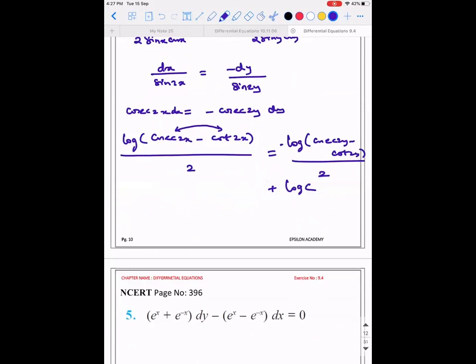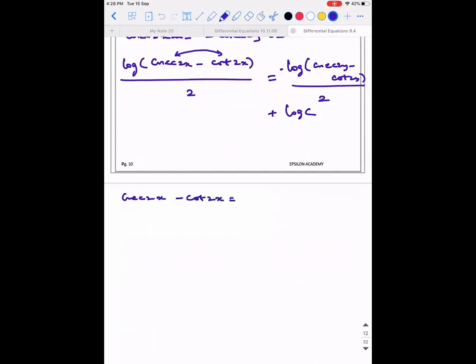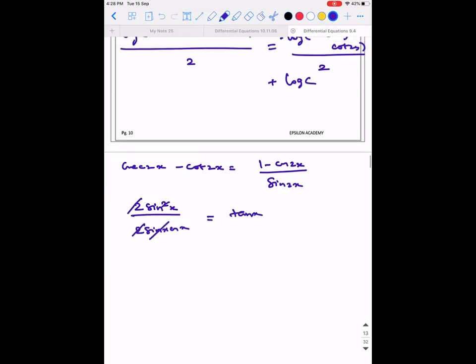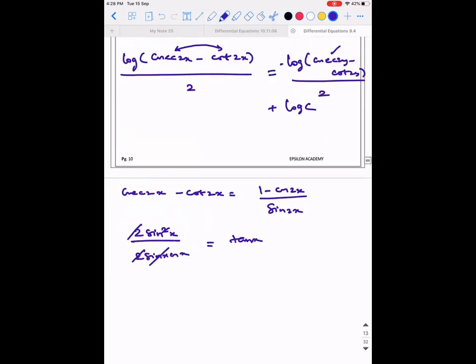So cosecant 2x, write it as 1 by sine 2x. Cot 2x, write it as cos 2x by sine 2x. Cosecant 2x minus cot 2x is going to be what? So it will be 1 minus cos 2x divided by sine 2x. Am I right? So 1 minus cos 2x is going to be 2 sine square x, divided by sine 2x, which is going to be 2 sine x cos x. So 2 and 2 will get cancelled. Sine and sine are gone. You will be left with tan x. Similarly, here what will you be left with? Tan y.